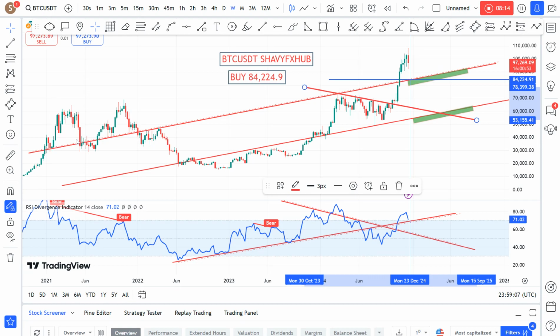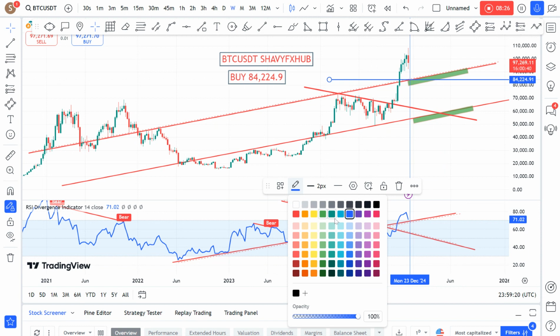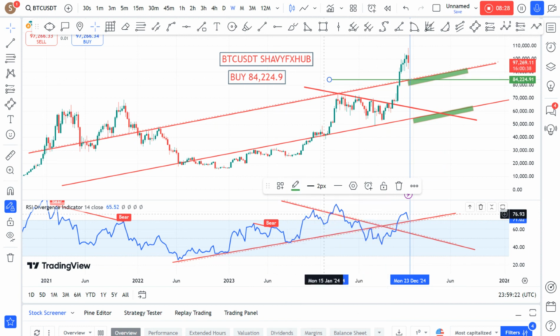If it comes into this zone, then you know that Bitcoin has set itself for a sell, where price will sell until it comes to this level again. So this is what we see. So I'm going to change the color of this to make it a little bit colorful. So if you see price at 84,224.91, you're ready to go long.